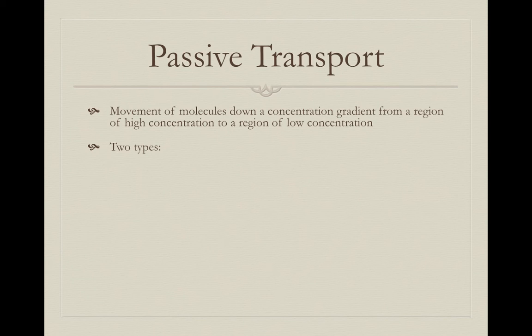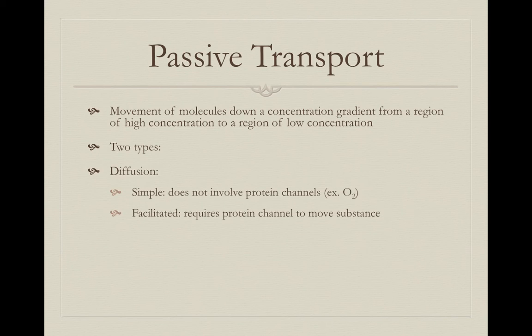There are 2 types of passive transport, actually. The first type is diffusion. There are 2 types of diffusion on top of that. There is simple diffusion, which does not involve any protein channels. The substance just diffuses in without any help required. For example, oxygen, gases like that, they don't need any protein channels. Then there's facilitated diffusion, which requires a protein channel to move the substance, but not necessarily any added energy.